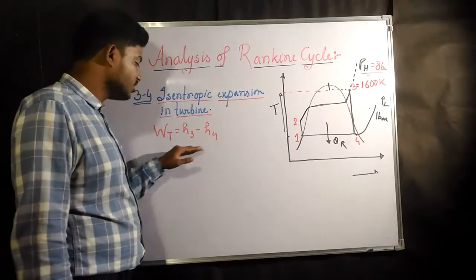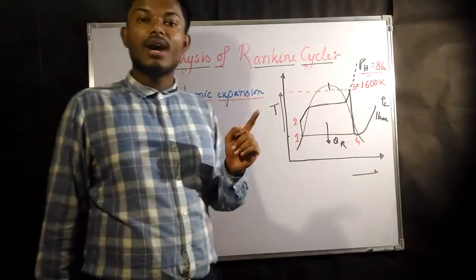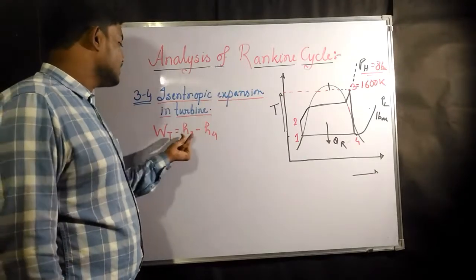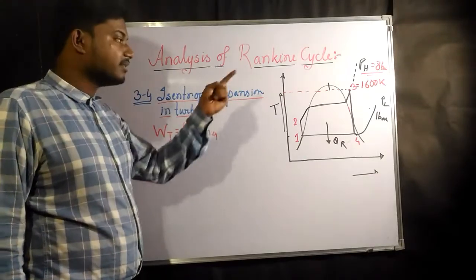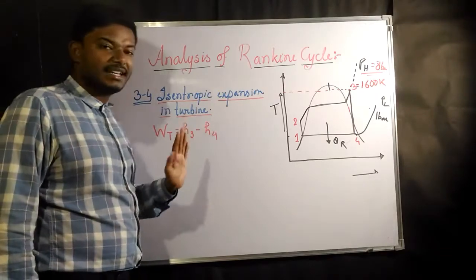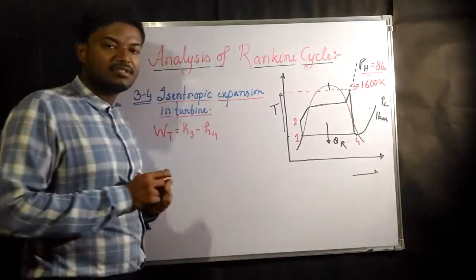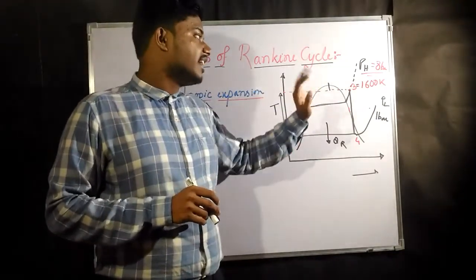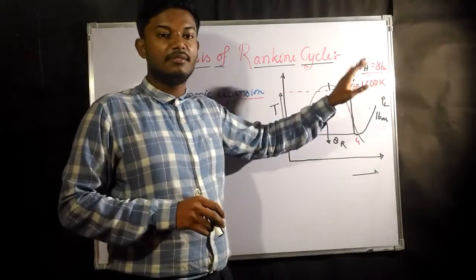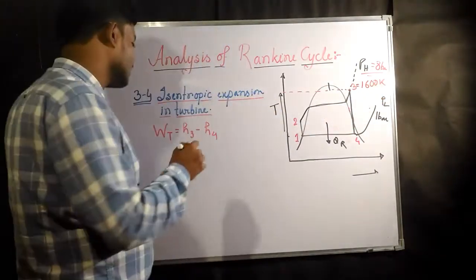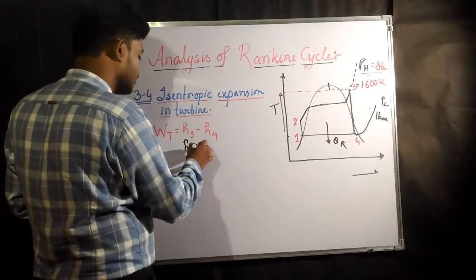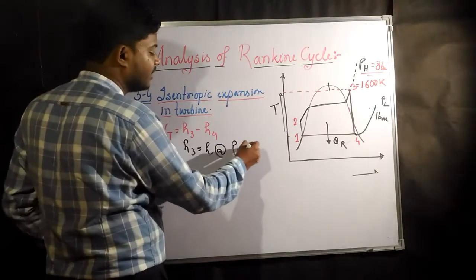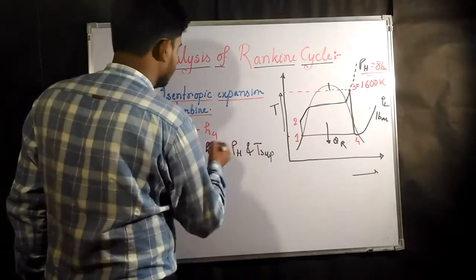This thing we have found out in the work done in open system. Now H3 minus H4 would give you what? H3 minus H4 would give you the work done by turbine. Now H3 you have just found out from the last board, from the steam table. From the steam table, at pressure 8 bar and at temperature 1600 Kelvin, the value of enthalpy has given you H3. So H3 is nothing but H at higher pressure and superheated temperature.